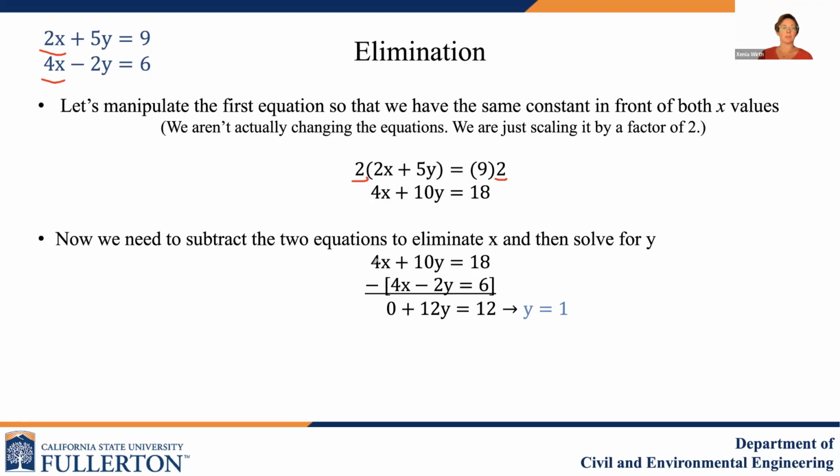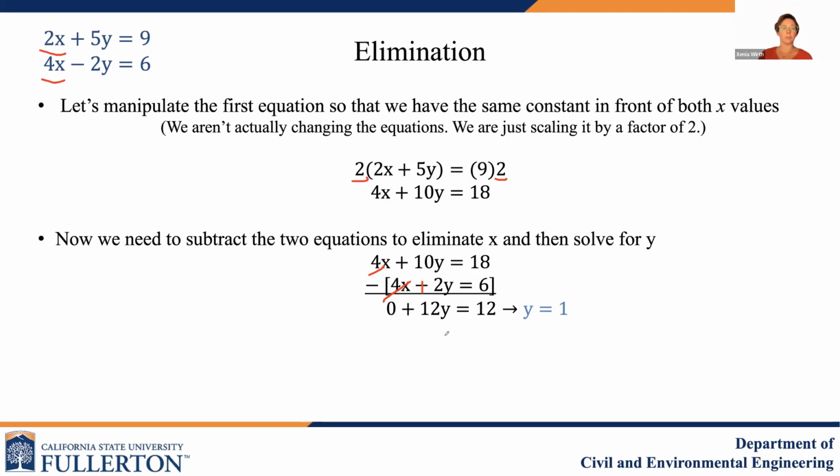Instead, I'm subtracting: 4x plus 10y is 18, minus 4x minus 2y is equal to 6. So I subtract like terms here, and I solve for y. You'll see that when I subtract 4x minus 4x, it cancels out and becomes 0, which is what we were trying to do. We were trying to eliminate the x. Now I have 10y minus negative 2y. Because it's 10 minus negative 2, I'm actually going to add 2.